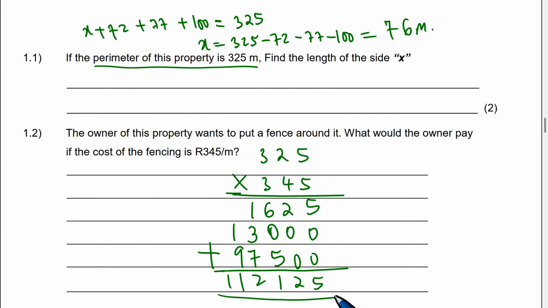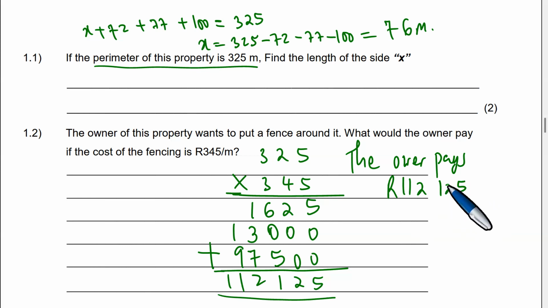So we're asking the question, if the owner of this property wants to put a fence around it, what would the owner pay if the cost is this? So the owner pays 112,125. The owner pays 112,125.